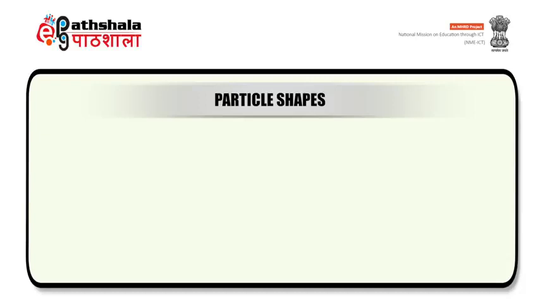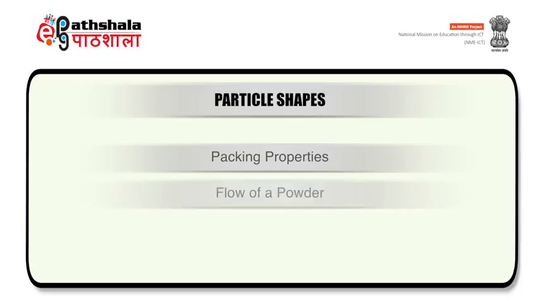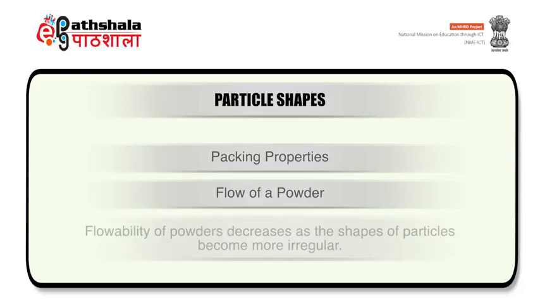Next characteristic is particle shape. Particle size combined with particle shape affects the packing properties and the flow of a powder, and it also has some influence on the surface area. It is generally accepted that the flowability of powder decreases as the shape of the particle becomes more irregular.